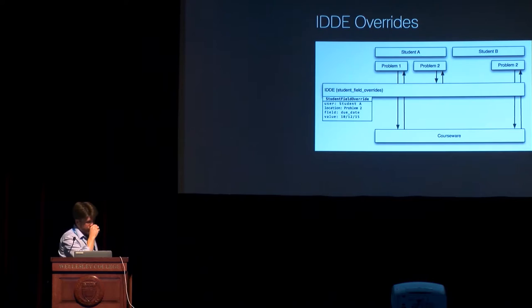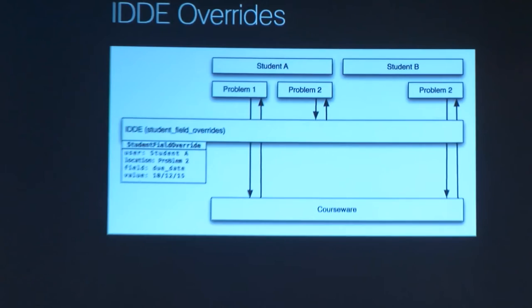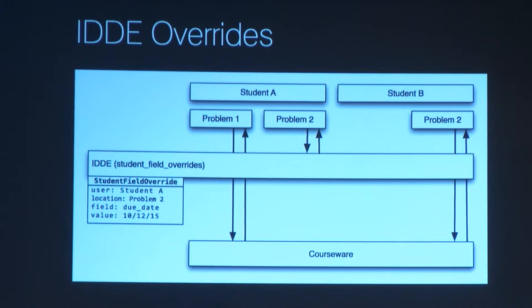So in this example, for individual due dates, you've got two different students, student A and student B. The instructor has decided that student A, on problem two, had some kind of personal issue and needs the due date changed. So they enter that in. Then when student A accesses the courseware, the request passes through the override provider. Problem one passes all the way through, but problem two returns the overridden date. Student B doesn't have any idea that this is happening. They're stuck with the original due dates.